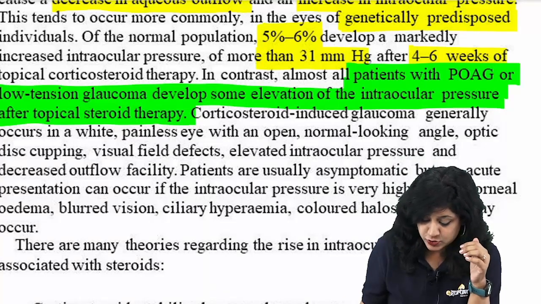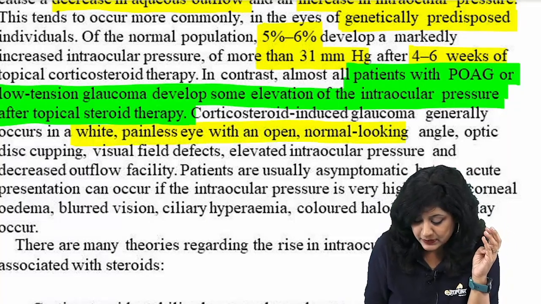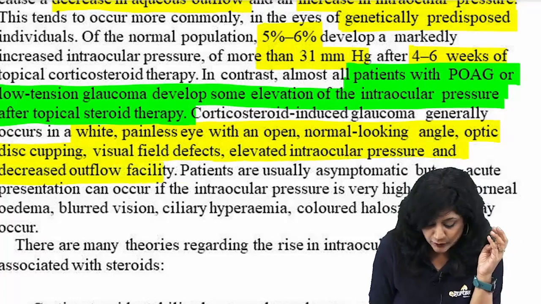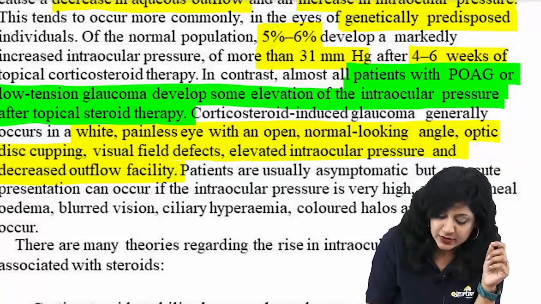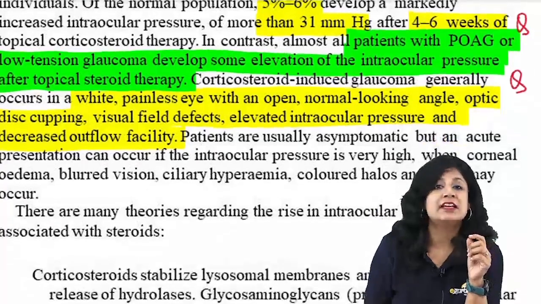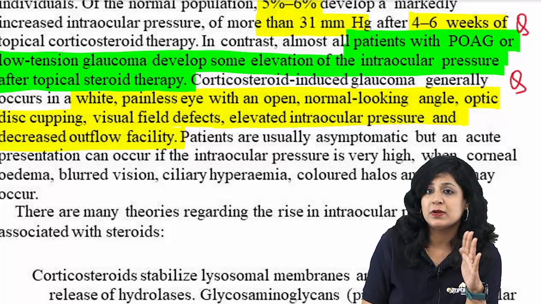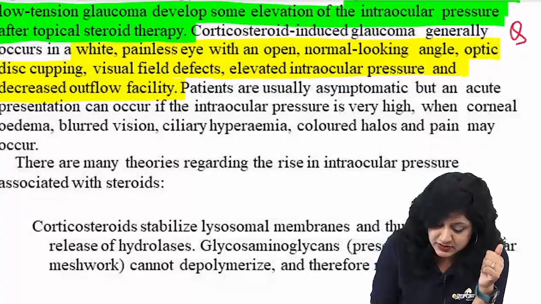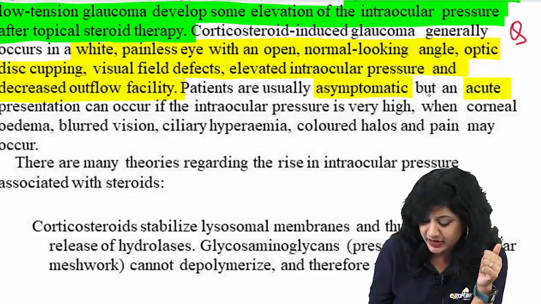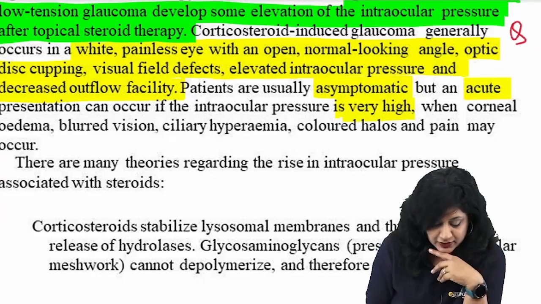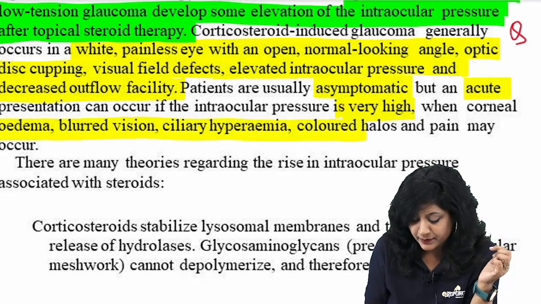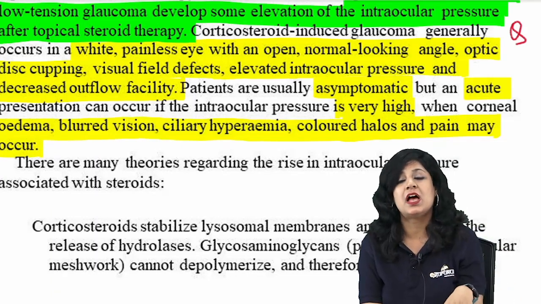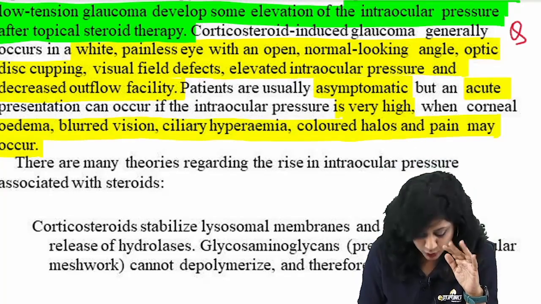Now, steroid induced glaucoma generally occurs in a white, painless eye with an open, normal looking angle. Optic disc cupping will be there, visual field defects, elevated intraocular pressure and decreased outflow facility. So this clearly shows that steroid induced glaucoma is a secondary open angle glaucoma, and it is going to show all the characteristics you would expect in a case of open angle glaucoma. Patients are usually asymptomatic, but acute presentation can occur if the IOP is very, very high, when you will have corneal edema, blurring of vision, ciliary hyperemia, colored halos and pain. So this is just like the angle closure glaucoma presentation when there is an acute high rise in IOP, otherwise it is just a secondary open angle glaucoma.